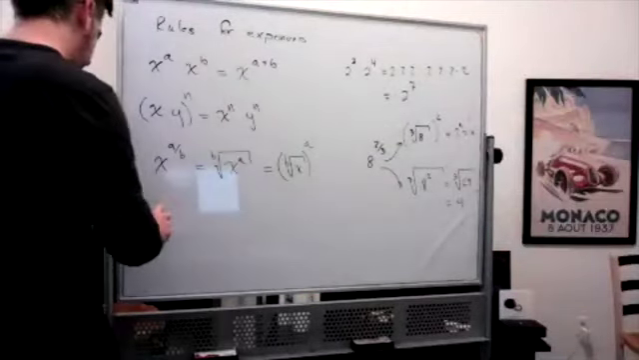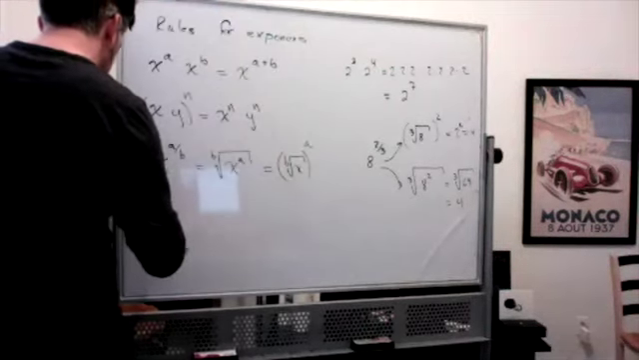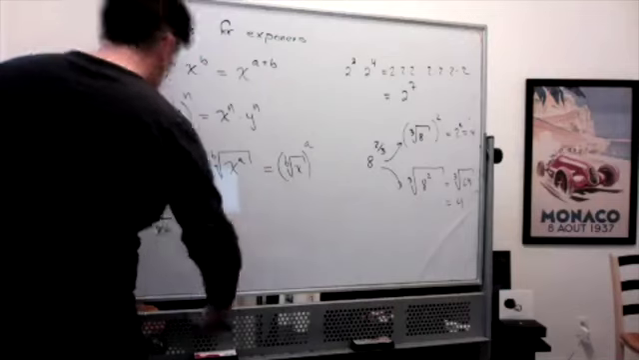We also have that x to the a divided by x to the b is equal to x to the a minus b.